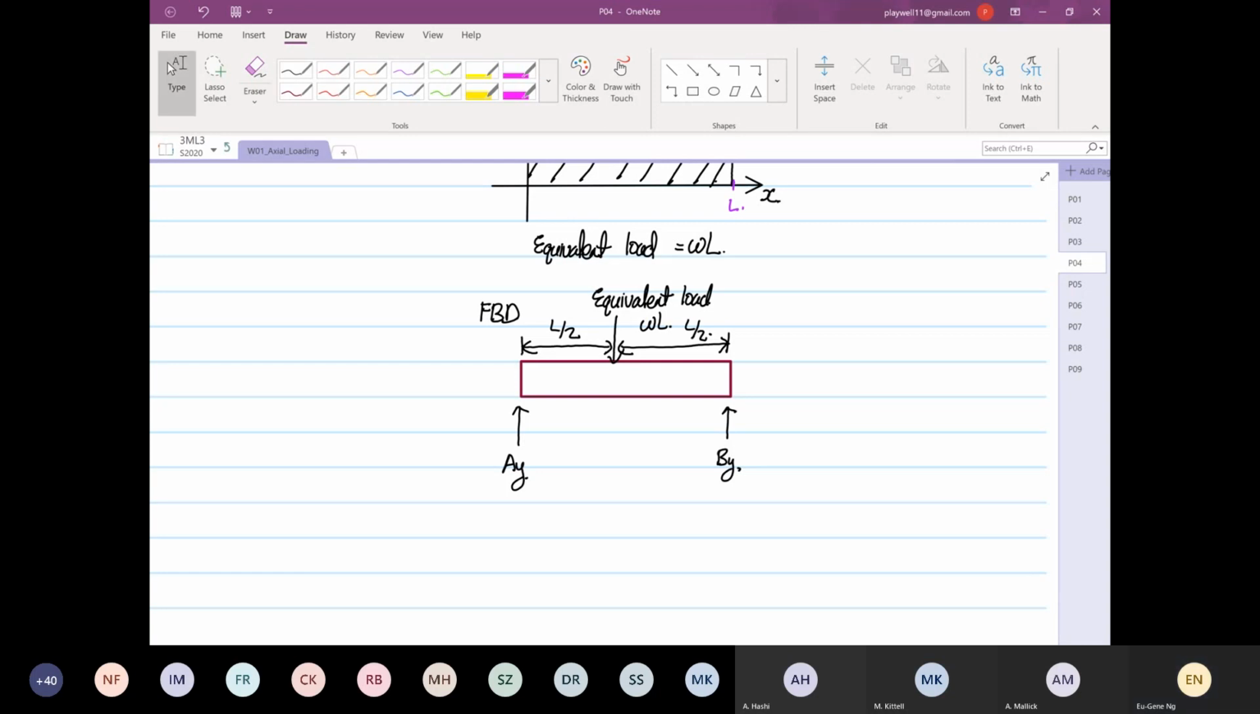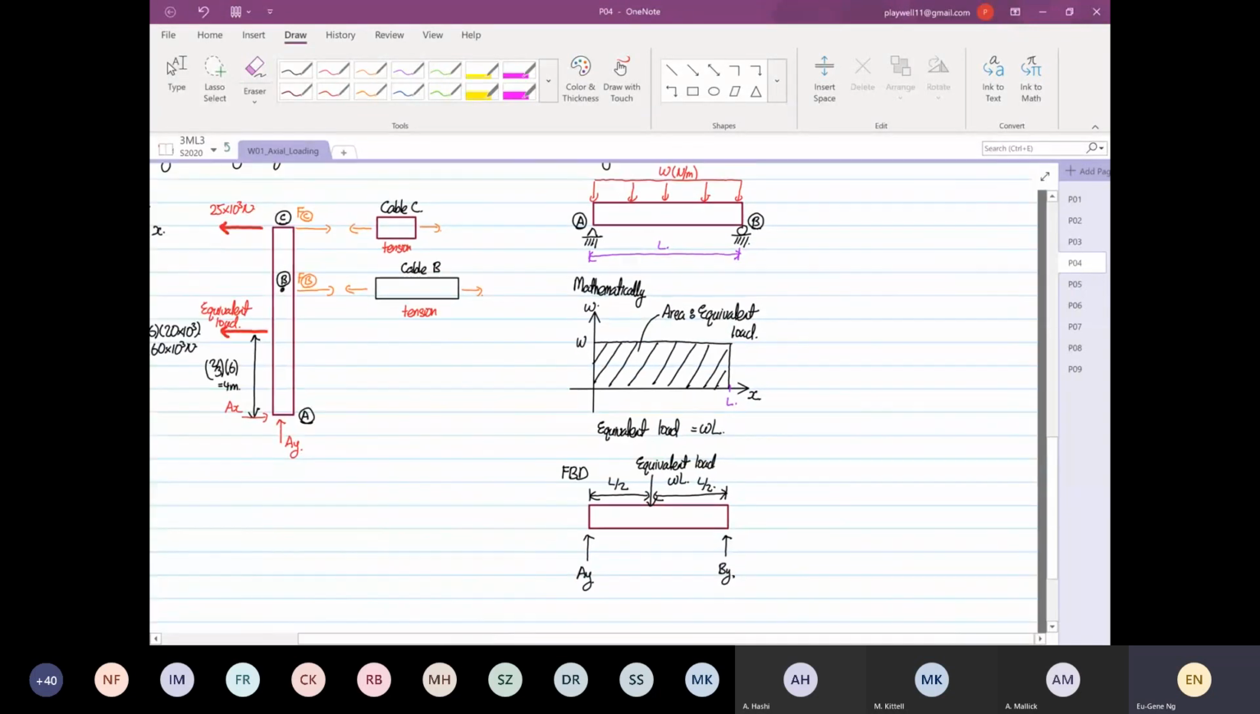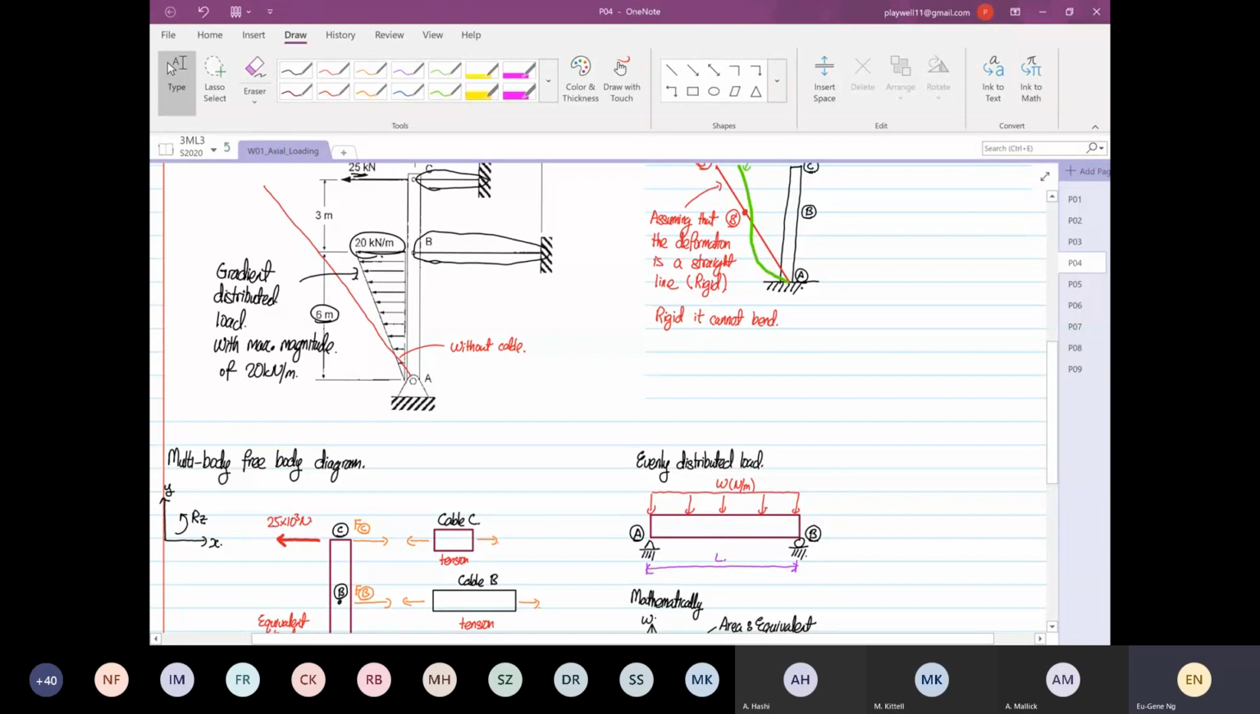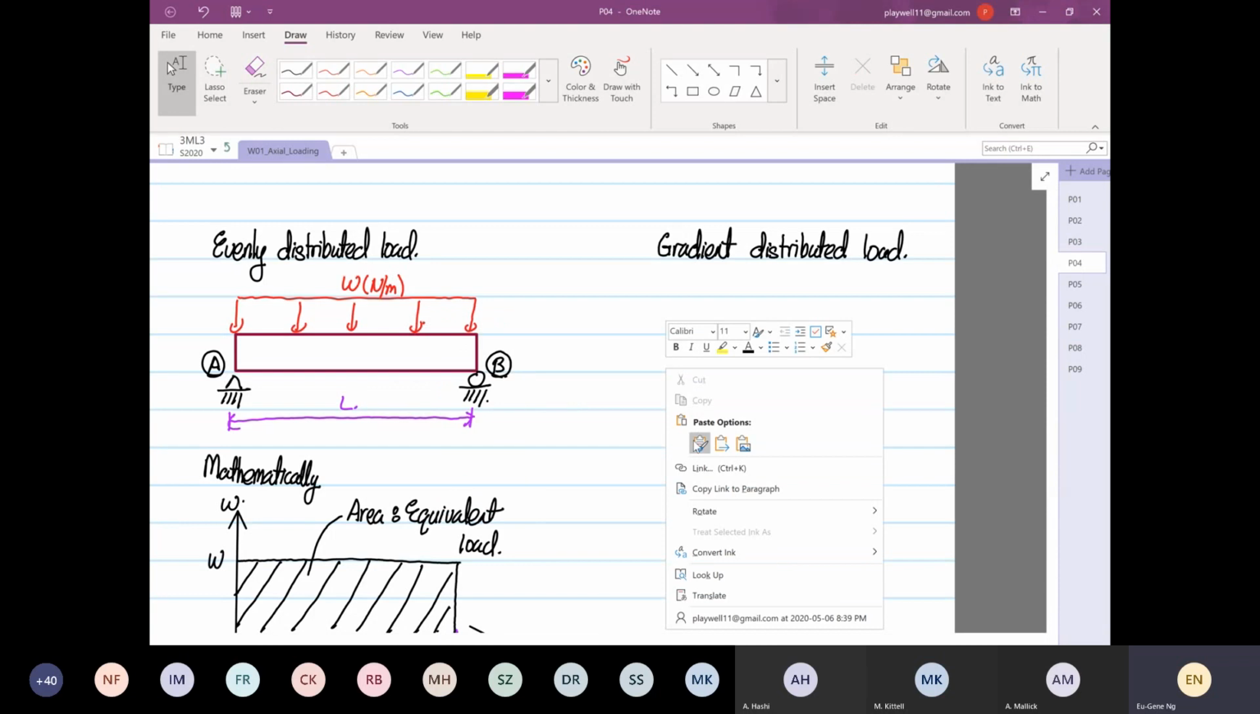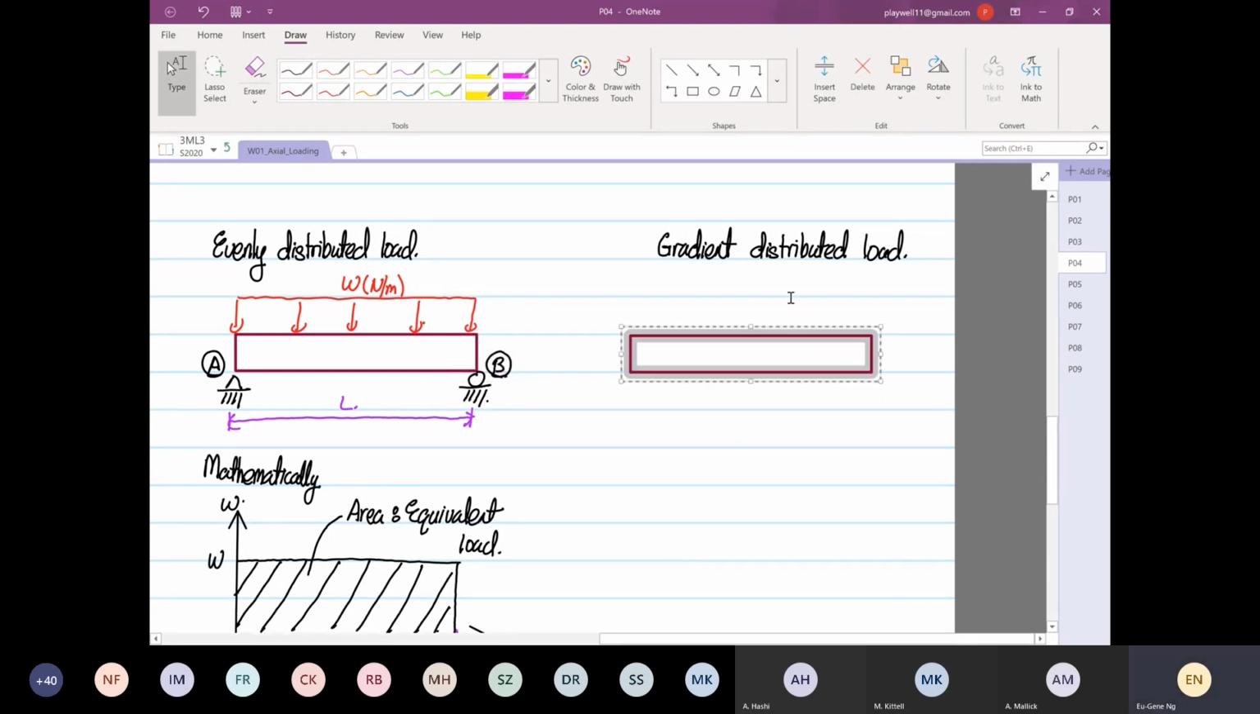Now let's look at a gradient. What we have is not evenly distributed; what we have is a gradient distributed load. So we are going to draw a gradient distributed load. Likewise, we have our member AB. Again, one point is a pin and the other point is on a roller, point A and point B. Now this is different, we have a gradient now.